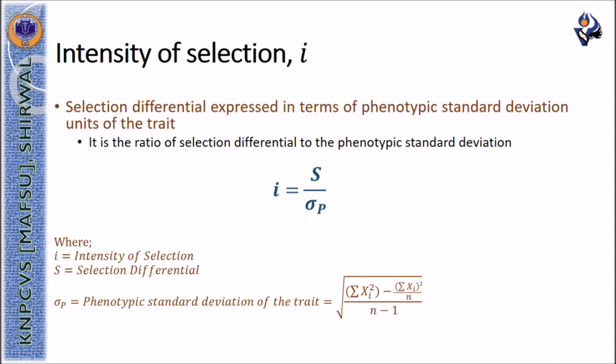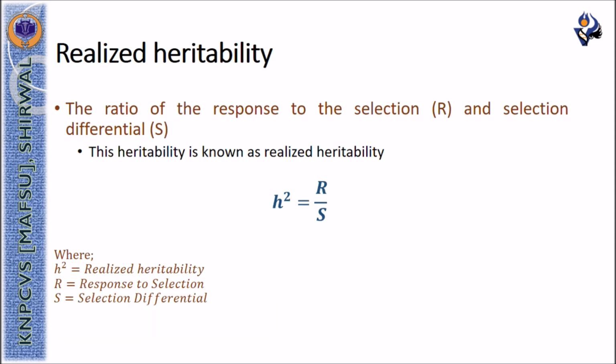When selection differential is expressed in terms of phenotypic standard deviation units of the trait, it is termed as intensity of selection, that is small i, and it is calculated with the formula selection differential divided by phenotypic standard deviation units of the trait. Now, if we take response to selection divided by selection differential, it yields heritability, and this heritability is known as realized heritability because it is the heritability which is actually realized by a selection experiment.